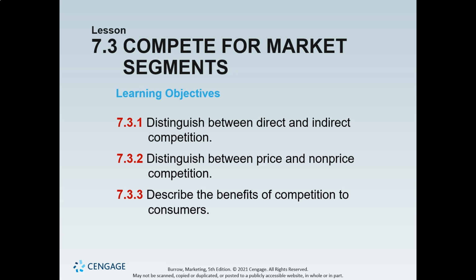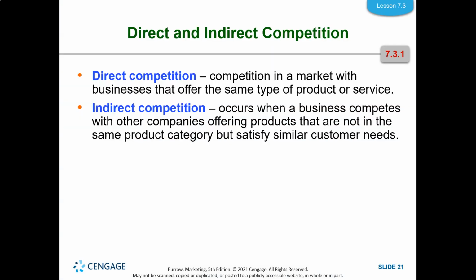And now we're on 7.3. So we're going to talk about competing for market segments. This information will tell us about distinguishing between direct and indirect competition, distinguishing between price and non-price competition, and describing the benefits of competition to consumers. All right, so some more vocabulary words. Direct competition is competition in a market with businesses that offer the same type of product or service.